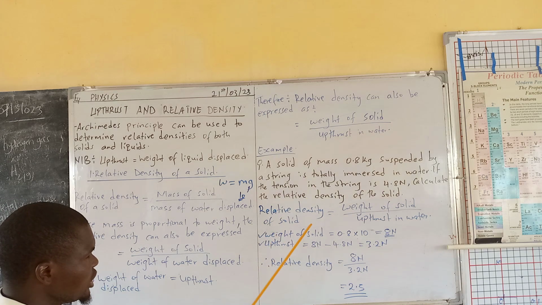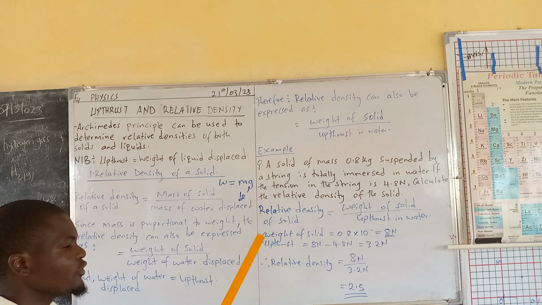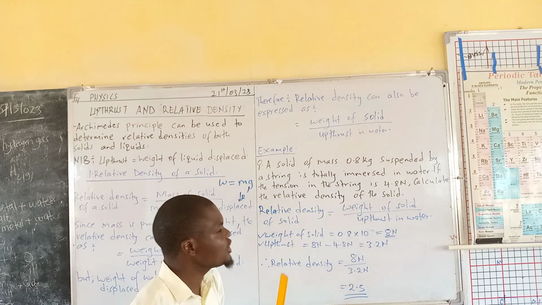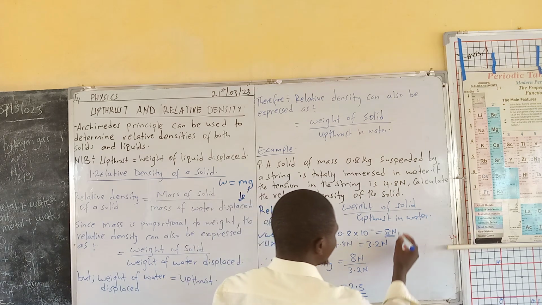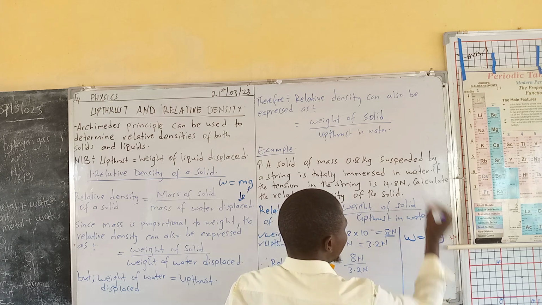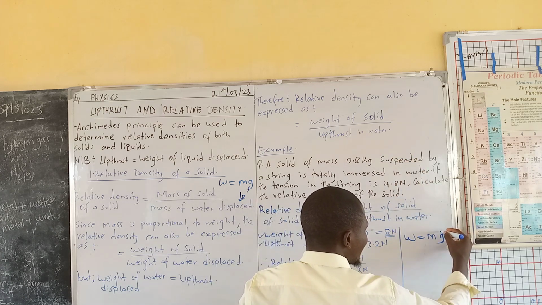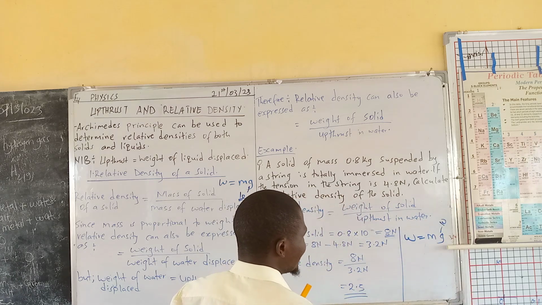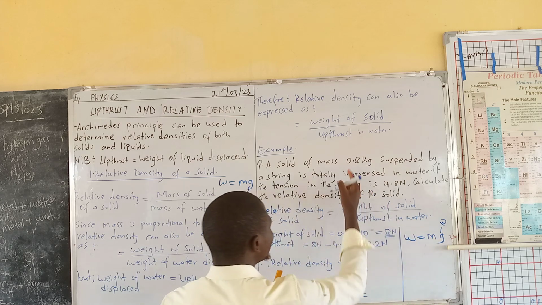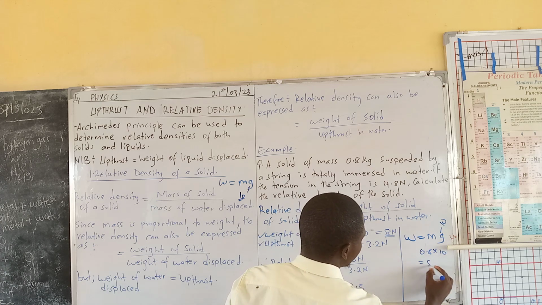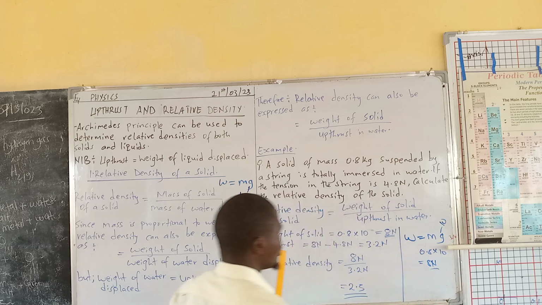Do we have the weight of the solid? No, we don't. But since we have the mass of the solid, we can easily get the weight by use of this formula: weight equals mass times gravity. We've just mentioned that gravity is a constant, with a value of 10. We have our mass from the question, which is 0.8. So take 0.8 multiplied by 10, and this gives us 8 Newton.